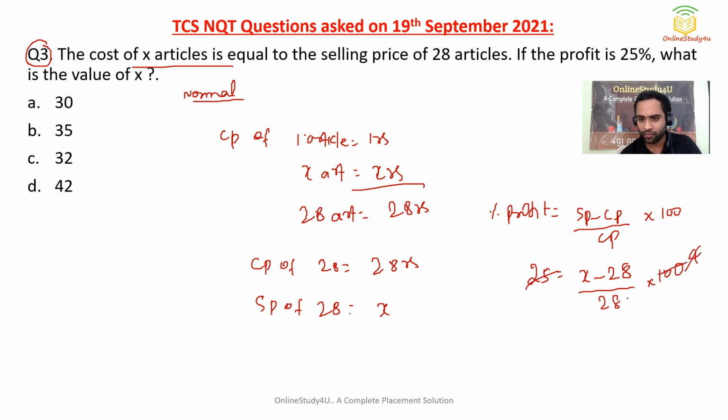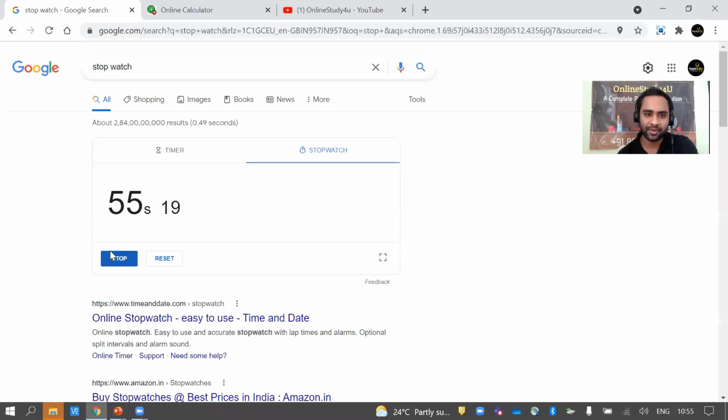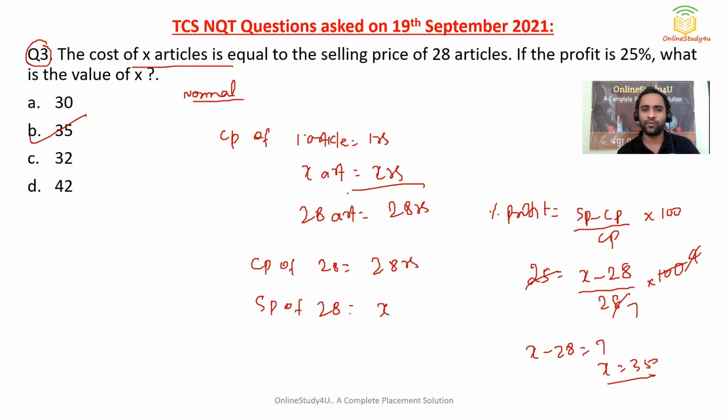25 4 times, 4 7 times. X minus 28 is equal to 7, so X will be 35. So option B will be the correct answer. And let us see the timer. Stop. So we are able to do it in 1 minute. Okay, so there are a few questions, as I said, that you will be able to do in that particular time.